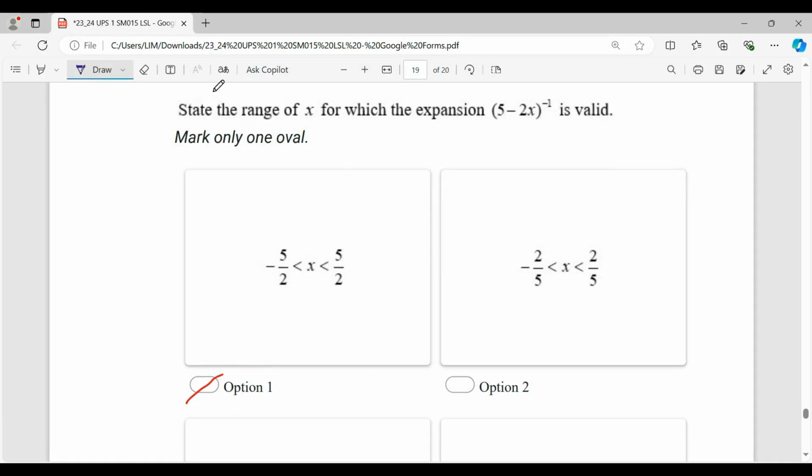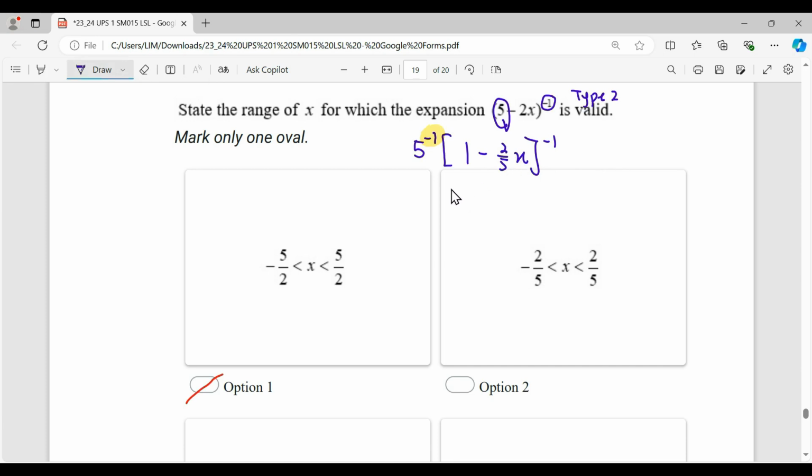Then state the range of x for which the expansion is valid. So first of all, when you have a negative power, it is a type 2 formula. Type 2 formula must start with 1. So 5 needs to be factorized out from the bracket with power of negative 1. Therefore, it also has power negative 1. So when you take out 5, it is equal to 1, meaning you divide 5 out. So when you divide 5 out, here will be 2 over 5, so 2 over 5 x.